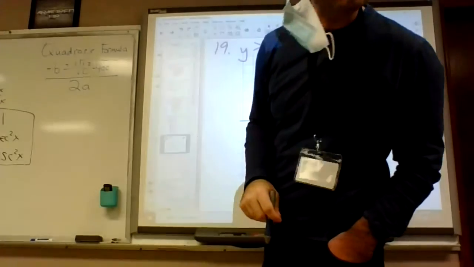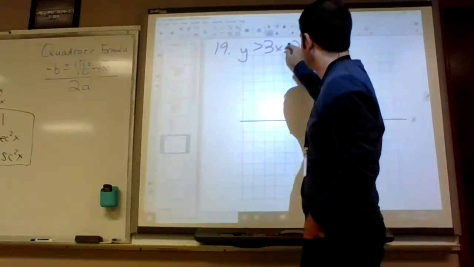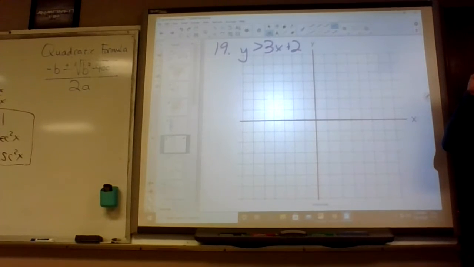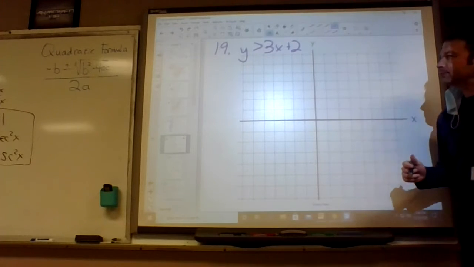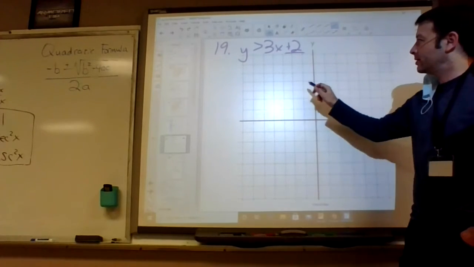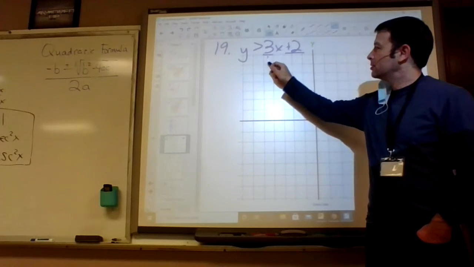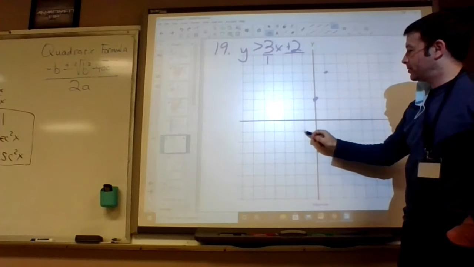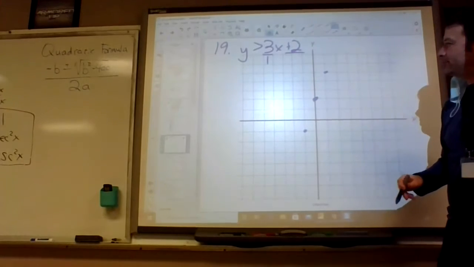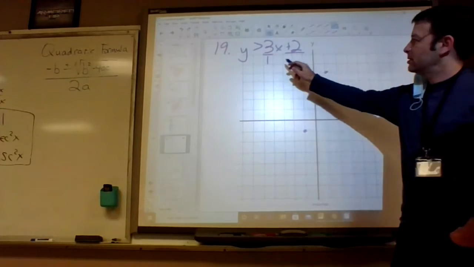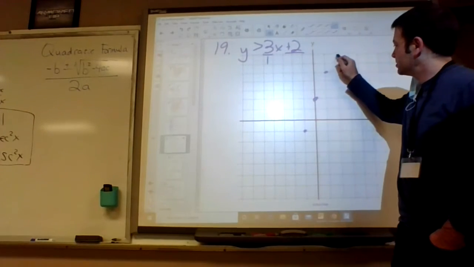Did I write that right? No, plus. Alright, so pretend it's a normal equation. Where do we start to draw at? Up to 2. Where do we go from there? 3 up and over 1, or down 3 and back 1. Is this line going to be solid or dashed? Dashed.